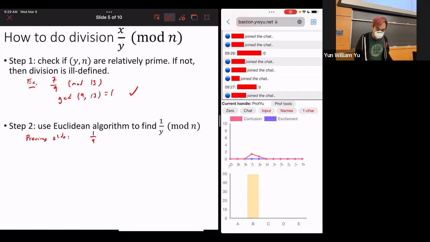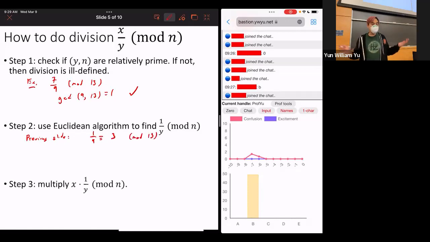We know that 1 divided by 9 is congruent to 3 mod 13. And then step 3, well, we just multiply back through. X times 1 over y mod n. So that would be 7 times 1 over 9, which is equivalent to 7 times 3, which is equivalent to 21, which is equivalent to 8 mod 13.